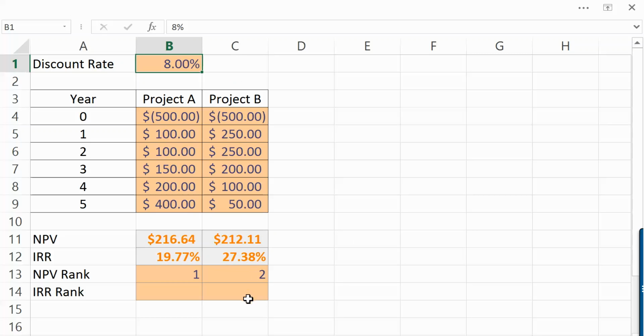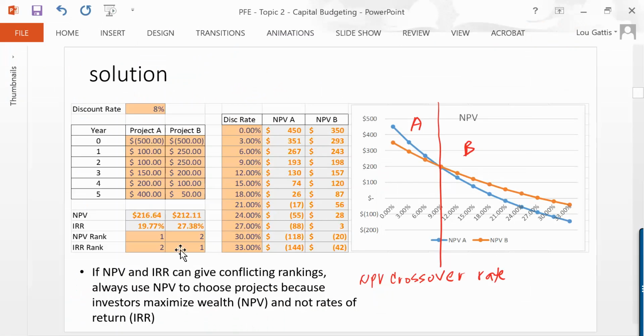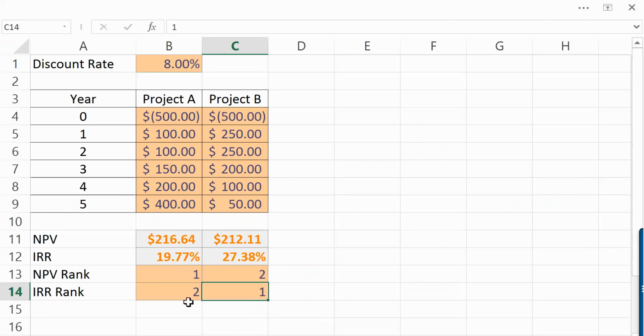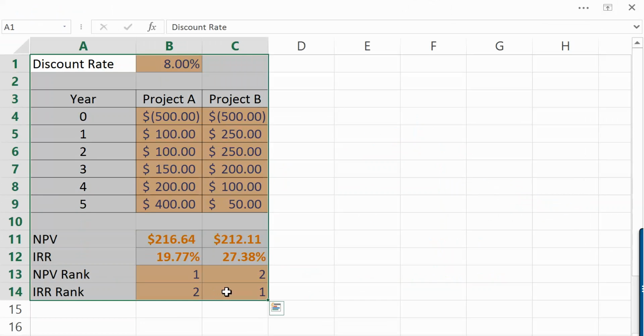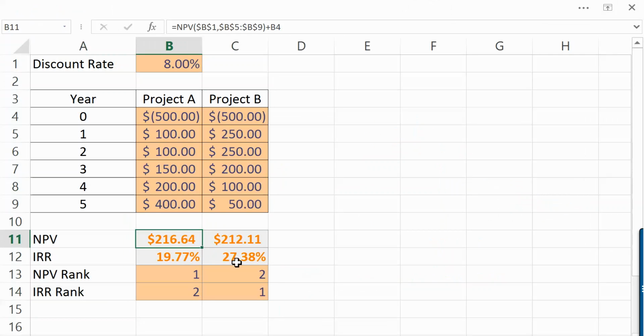However, if I look at Project B, it looks like that has a higher IRR. So here's a situation where the NPV and IRR give conflicting rankings. This has the higher NPV. Project B has the higher IRR. Now, as a general rule, we're going to say anytime there's conflicts between NPV and IRR, we're going to use NPV. And the reason you can think about is, as a shareholder in this company or as an owner of this company, I care about cash and not return. So I want to maximize my wealth, not just my rate of return. So if there is a conflict, I would choose NPV.